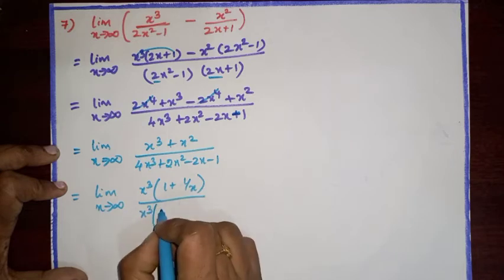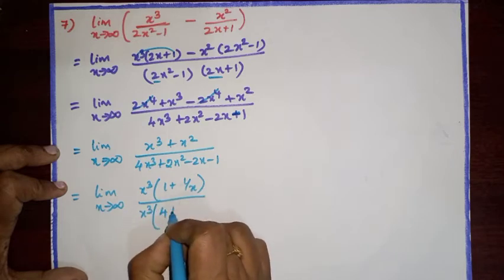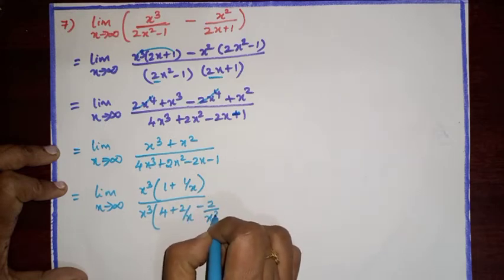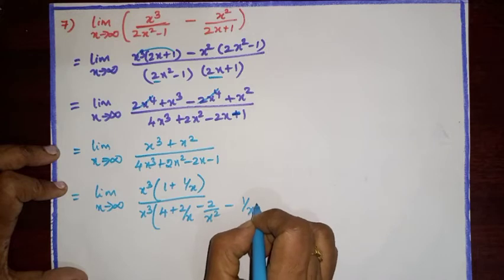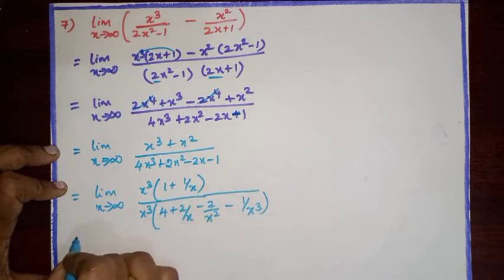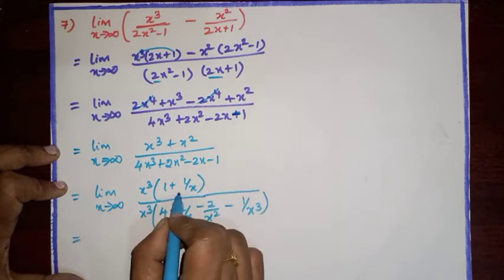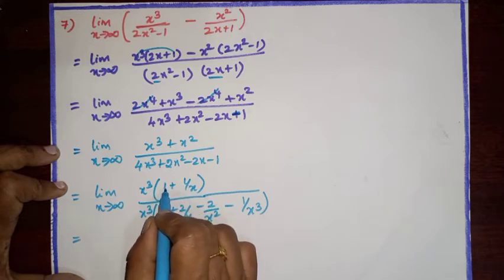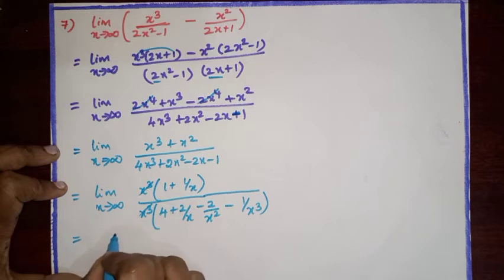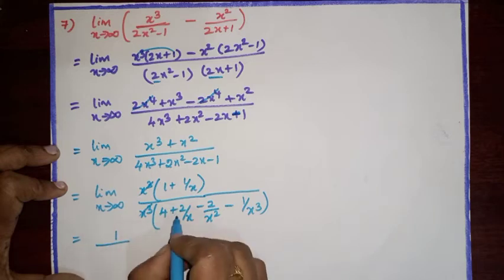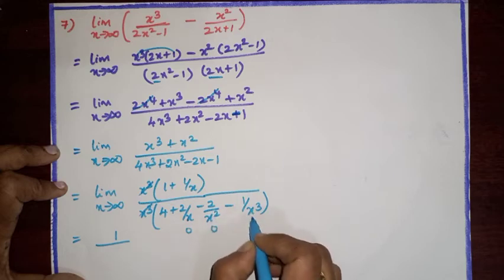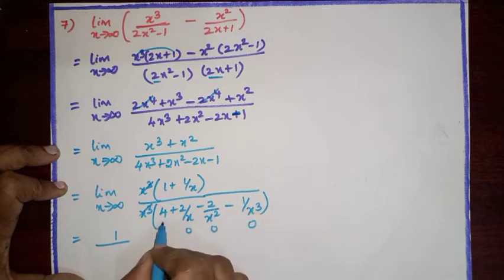Then we have 4 plus 2 by x minus 2 by x^2 minus 1 by x^3. Now if I am substituting x as infinity, 1 plus anything divided by infinity will become 0. 1 plus 0 is 1. So x^3 will be cancelled. So in the numerator you are getting 1, and anything divided by infinity will become 0. This also 0 and 1 by x^3 will also be 0. So we are getting 4. 1 by 4.